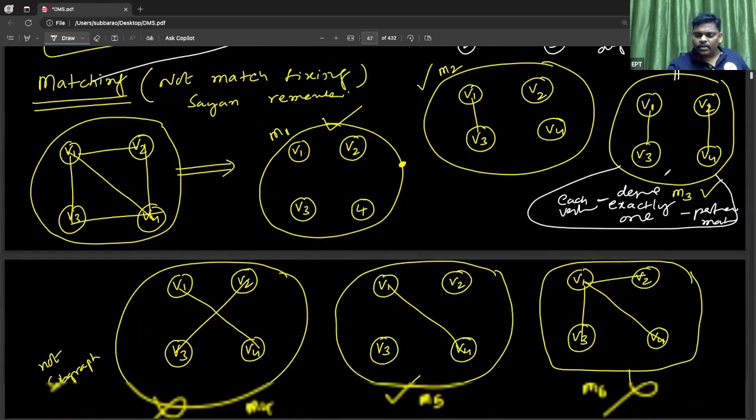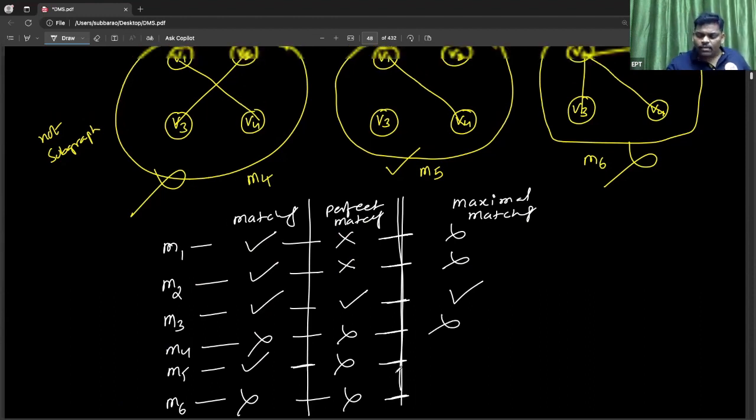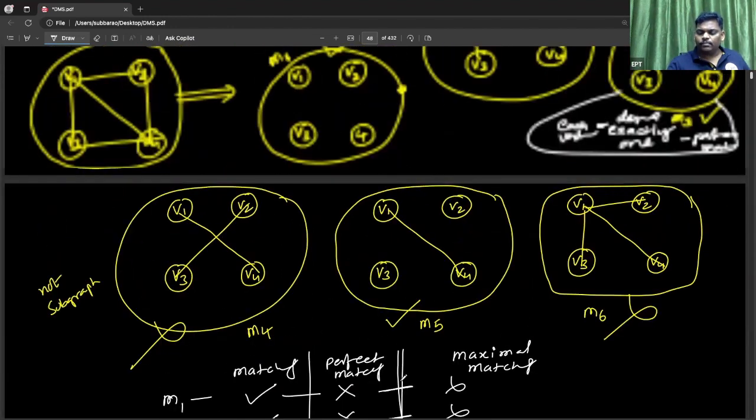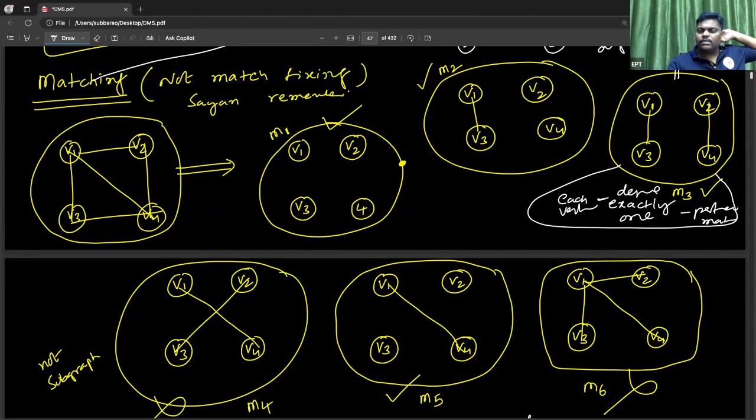Let me write one by one now. Maximal matching: is M1 a maximal matching? No, because addition is still possible. Is M2 a maximal matching? No, addition is still possible. Is M3 a maximal matching? Yes. M4 is not a matching at all. Now the interesting answer: is M5 a maximal matching? I want the answer from you.